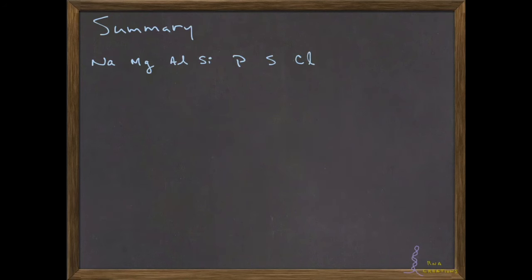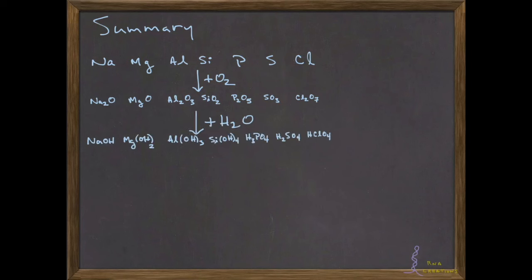So lastly, I'd like to go ahead and summarize the acidity of the elements in the periodic table. Here we have the third period in the periodic table. If we go ahead and let these elements react with oxygen, we end up with these oxides. The ones on the left are basic, the ones on the right are acidic. The ones in the center can be both acidic or basic and are called amphoteric.